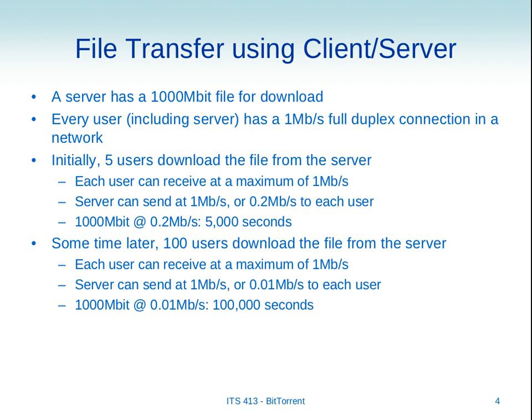Each user can receive at a maximum of 1 megabit per second. That is, the links here are 1 megabit per second. The server can send at 1 megabit per second. The link here is 1. The server is sending to 5 different users at the same time. So the server is sending at a total of 1, but per user at 0.2 or 200 kilobits per second.